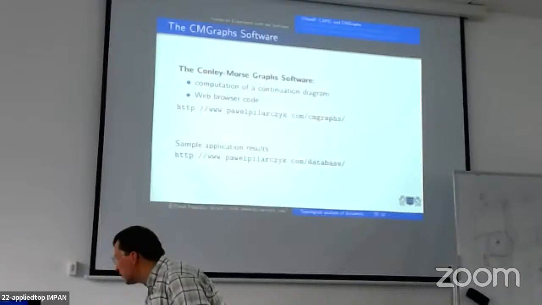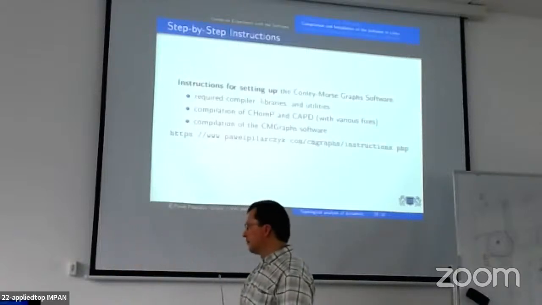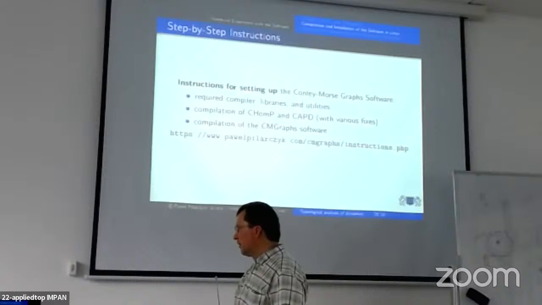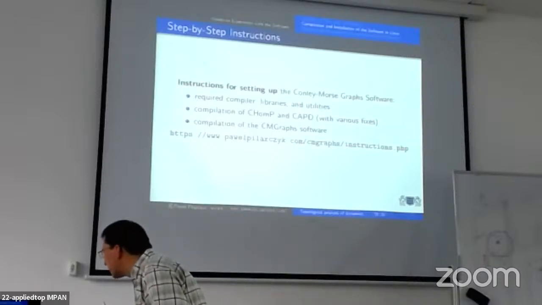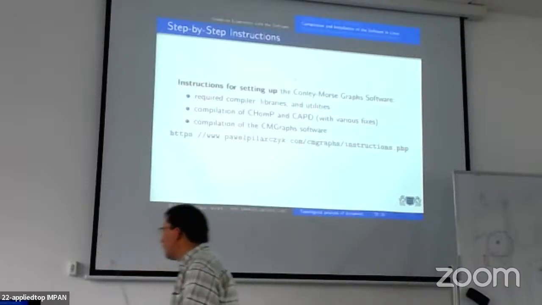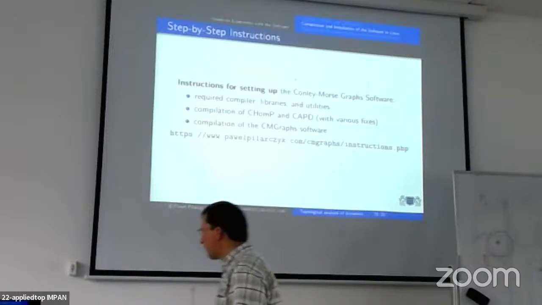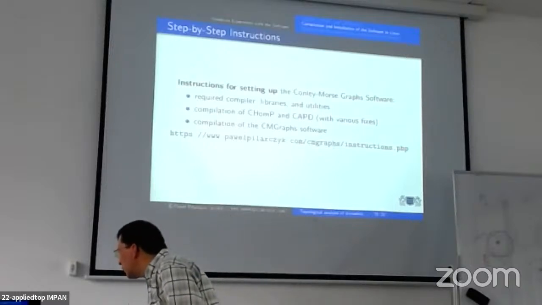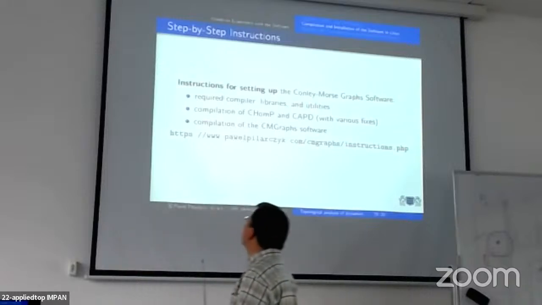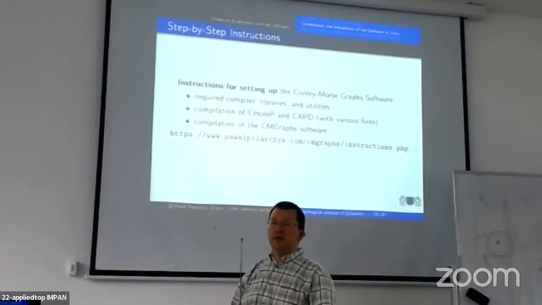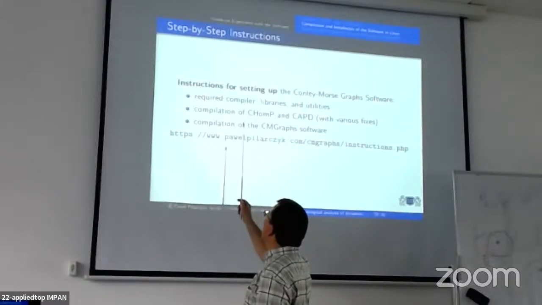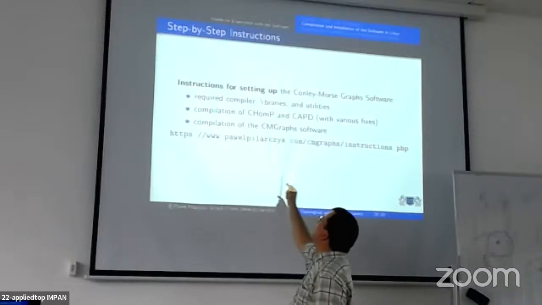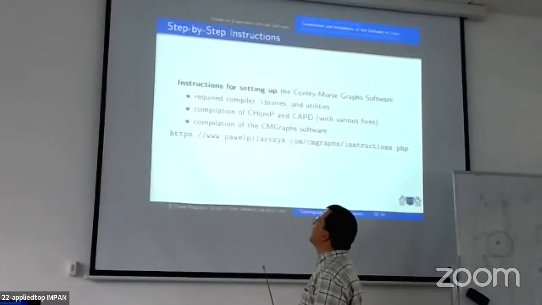Okay, so now it's the part to go to the instructions and to try and do some computations here. So first, in order to use this software, we need to have the C++ compiler, some libraries, and first compile the Chomp software and the CAPD library.